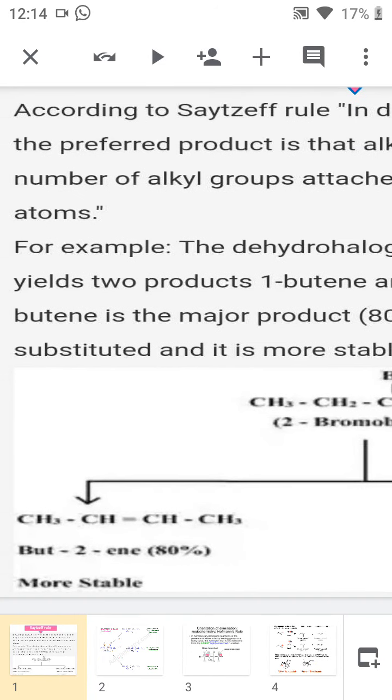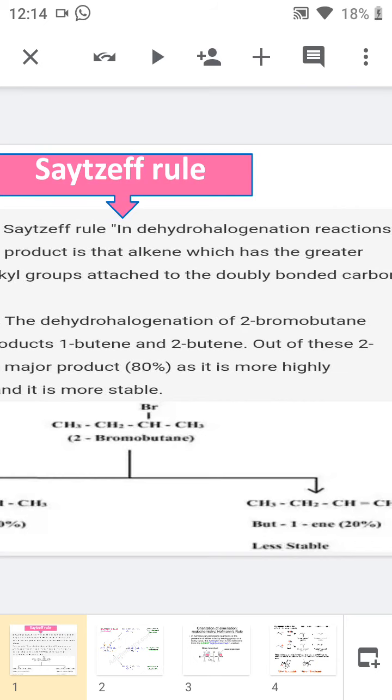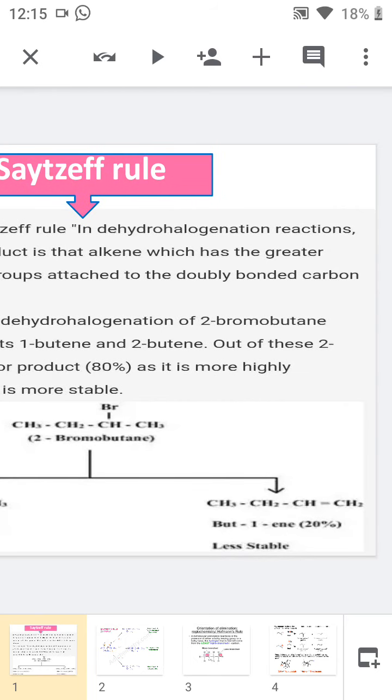According to Saytzeff's rule, the more substituted product is more stable, since the substituents push electrons towards the carbon atom bearing the double bond. So that's why the more substituted double bond is more stable. Now the second product is the less stable one. So that's why it is the minor product, because the double bond exists in the terminal position, so the double bond attains the least substitution.